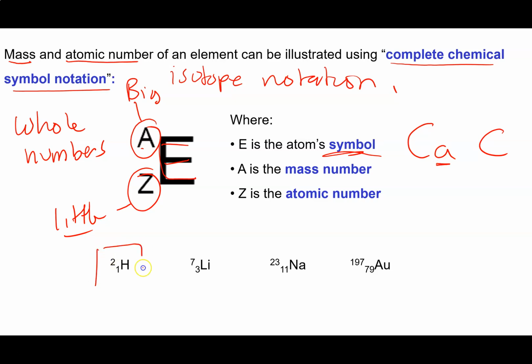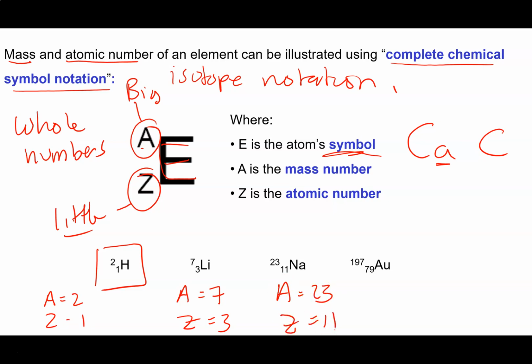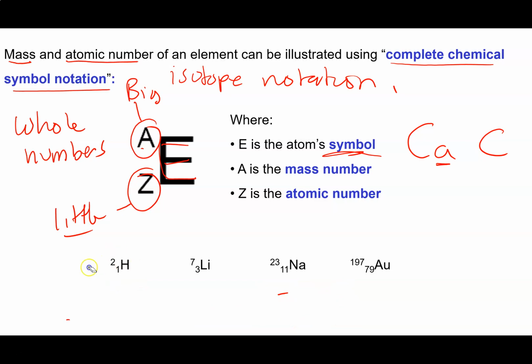So here we go. This is a hydrogen that has mass number equals 2 and atomic number equals 1. This is a lithium atom, and it has mass number equals 7 and atomic number equals 3. This is a sodium atom. It has mass number equals 23 and atomic number equals 11. So it makes it very clear how many subatomic particles of each type these atoms have.